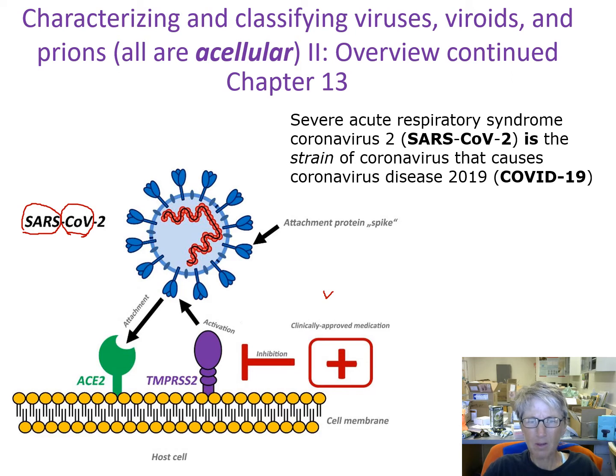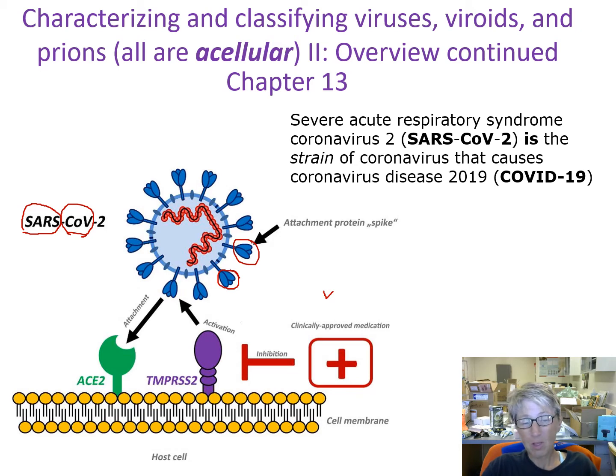And then this is the strain. SARS-CoV-2 is the strain of coronavirus that causes COVID-19, which is the disease. And we went over this, but so this is the virus. These blue tulip-like things are attachment proteins.